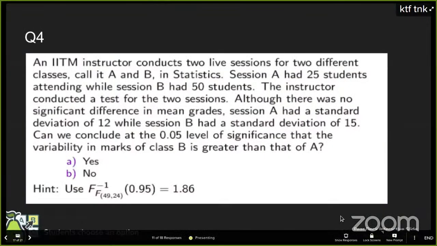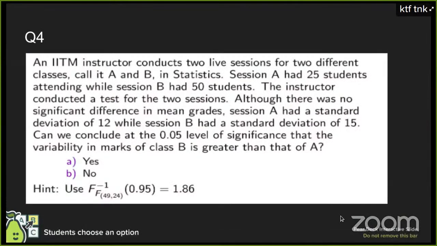The question was, can we conclude that the variability in marks of class B is greater than that of class A? If you're saying yes, what was your null hypothesis in this case? Both are the same. Sigma A equal to sigma B, or sigma 1 equal to sigma 2. And what is your alternative hypothesis there? Not equal to.